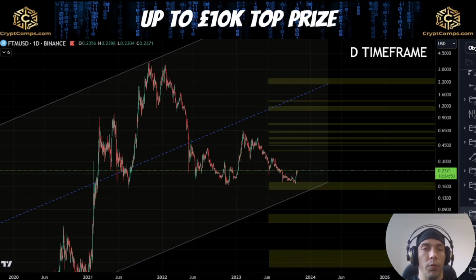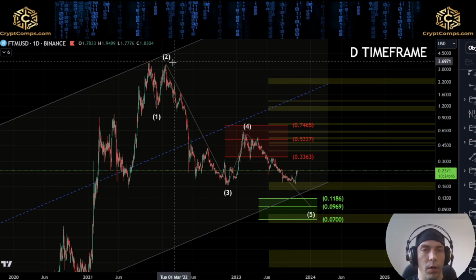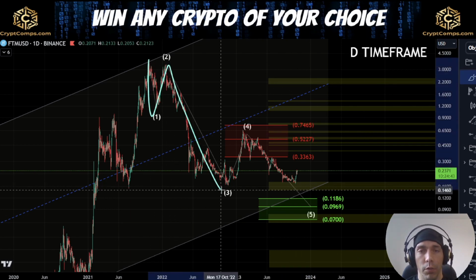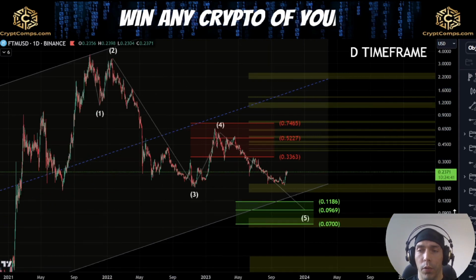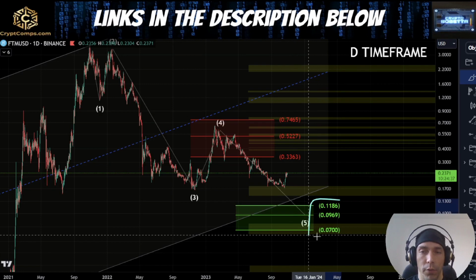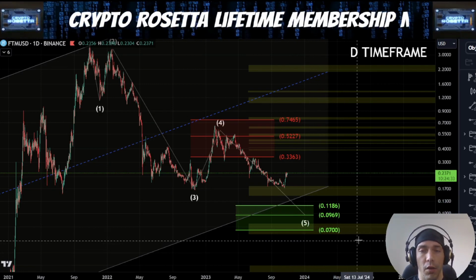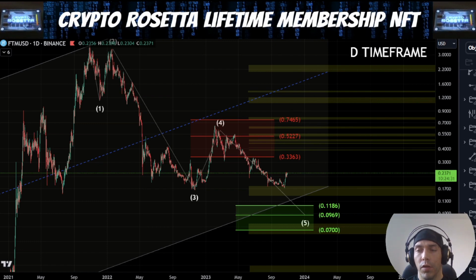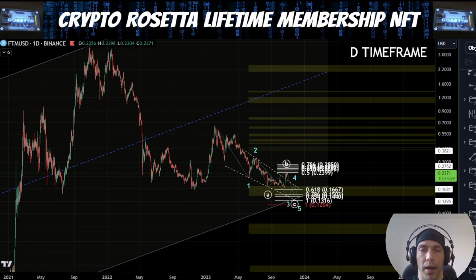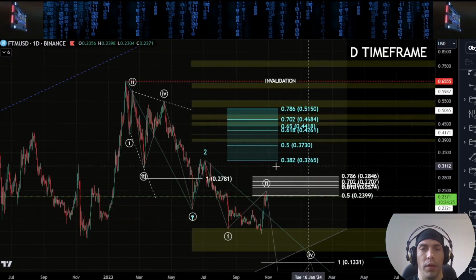Now, if we look at the other options here, there is a way we could look at this just as an impulse. Once again, the idea here would be that this is 1, 2, 3, 4, and we'd be looking for the possibility of a diagonal pattern to complete this 5th wave. Now, the target for this would be between this 11 cents 86 and this 7 cent area. Within this idea, once again, we'd be looking for that possibility of a diagonal pattern, or alternatively, we could be looking at something more complex like this.